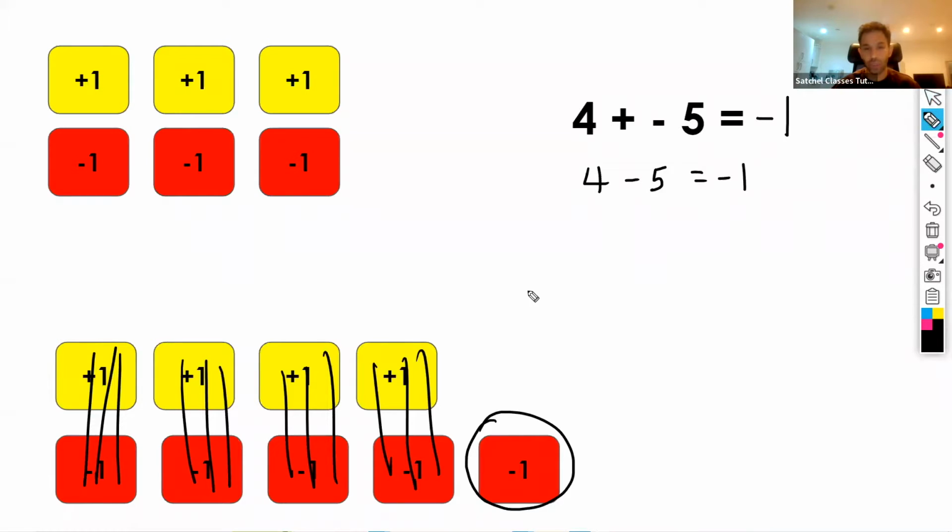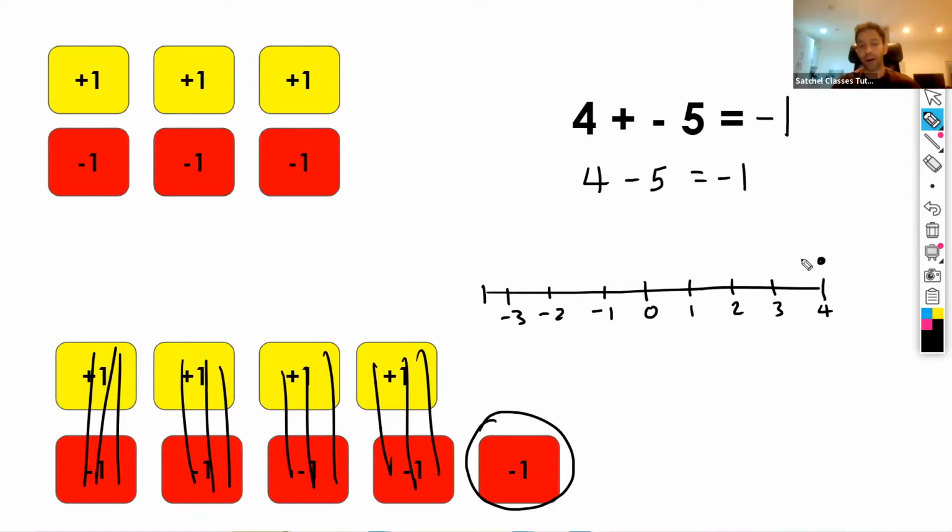We can actually draw this on a number line to see how that works. Let's say I had 0 over here, 1, 2, 3, and 4. My number line is not perfect, but hopefully it will do the job. We're starting at 4, and if we subtract 5, we're going to go to the left, 1, 2, 3, 4, 5 to the left. So we end up at minus 1.